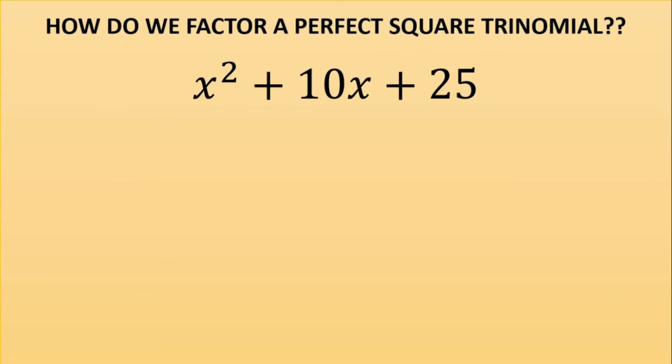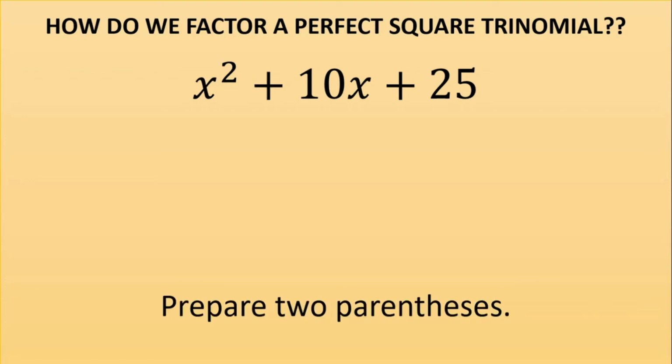In discussing the steps to be followed in factoring a perfect square trinomial, we shall be using this example, x squared plus 10x plus 25, as our trinomial. Please bear in mind that from here on out, all examples of the trinomials that we will be using are all perfect square trinomials. But before applying the steps that I will be discussing, make sure that the trinomial you are going to factor is a perfect square trinomial by applying the 3 requirements that we have discussed earlier.